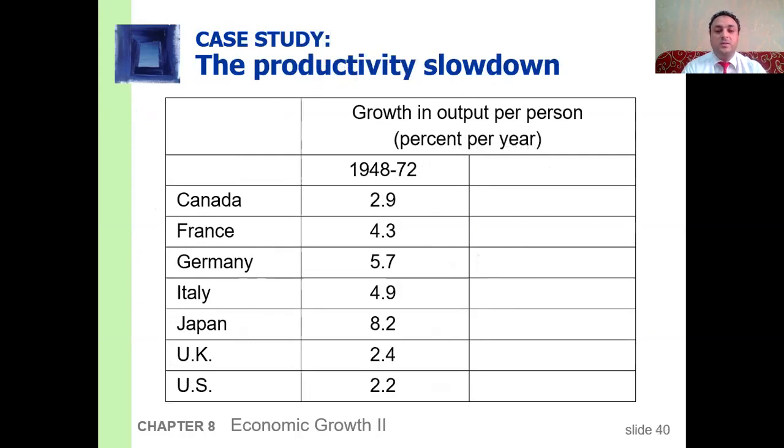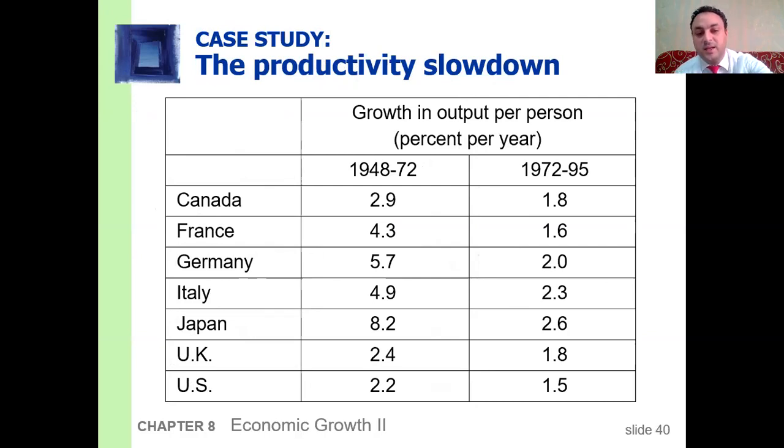You can see here this case study. You can read about it in detail in the textbook. As productivity slowed down, we can see here the growth in output per person in different countries like Canada, for example, in 1948 to 1972, it was 2.9, but in 1972 to 1995, it decreased or slowed down to 1.8. So we can see here the productivity slowed down.